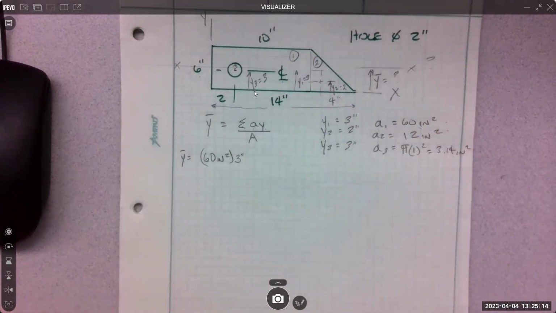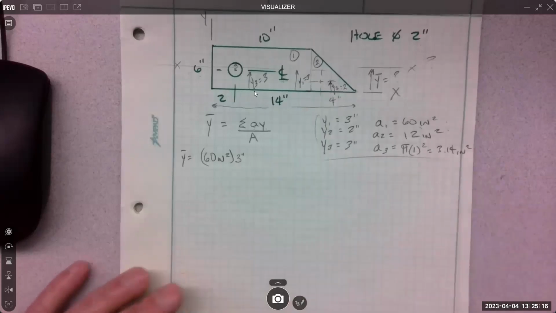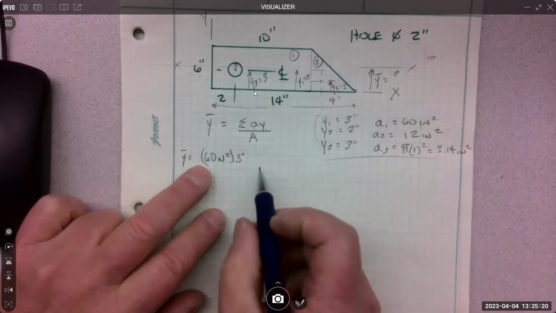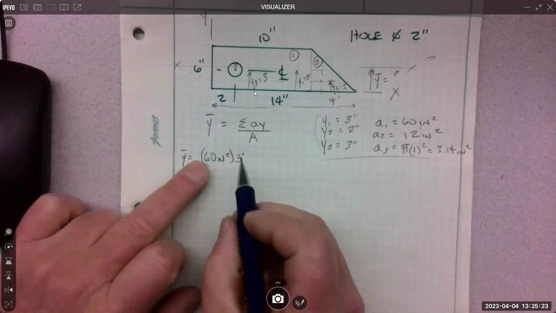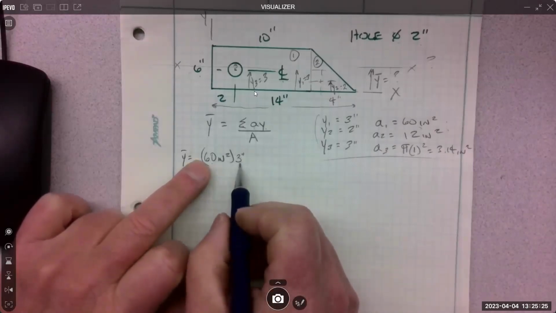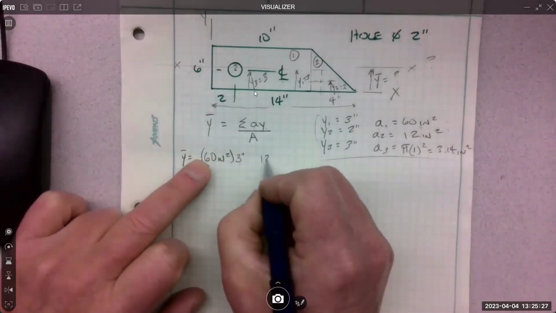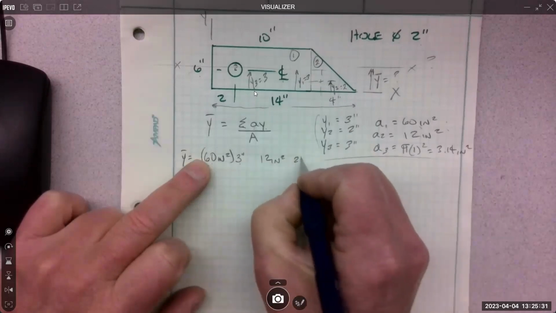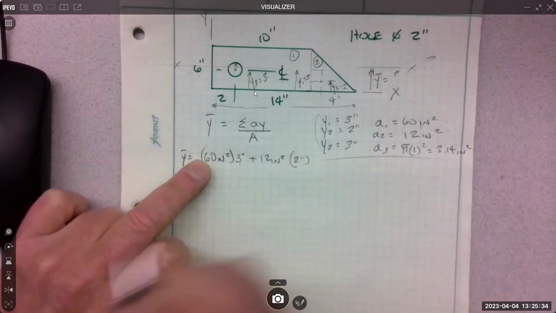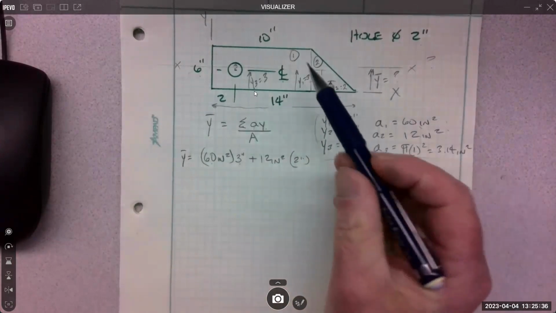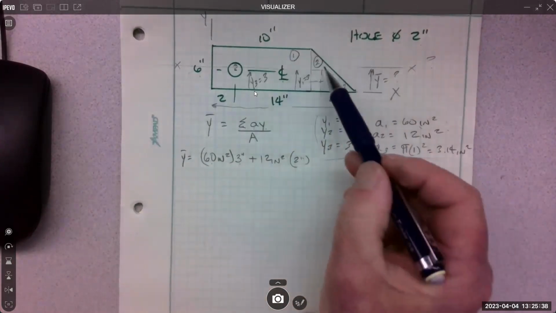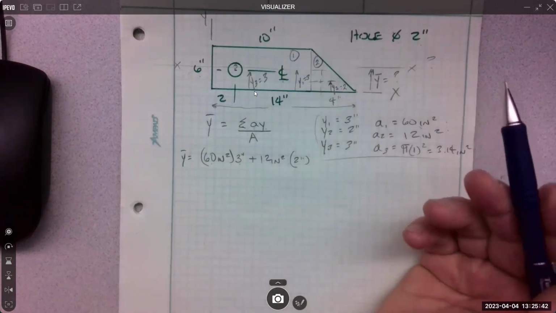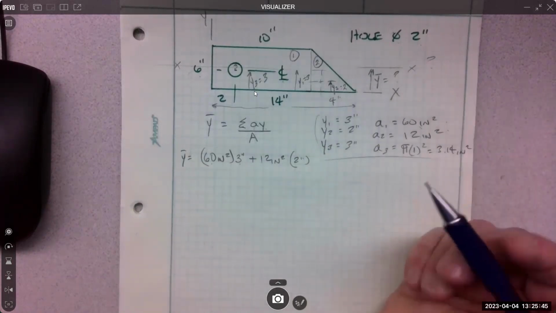So if I did it tabular, you want to do that first, and then you can just fill in the equation. So we already got A1, Y1. A2 is 12. Y2 is 2 inches. And we're going to add those two together because area 1 is a solid, area 2 is a solid. So they get added. Area 3 is a hole.